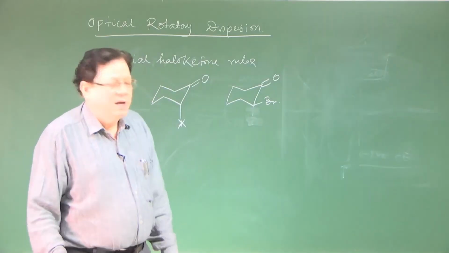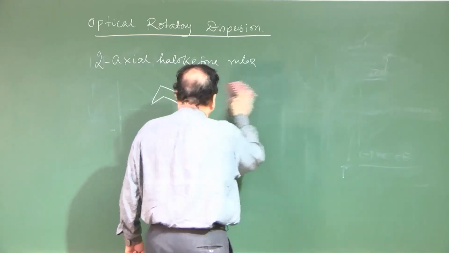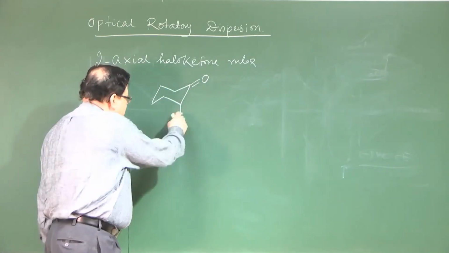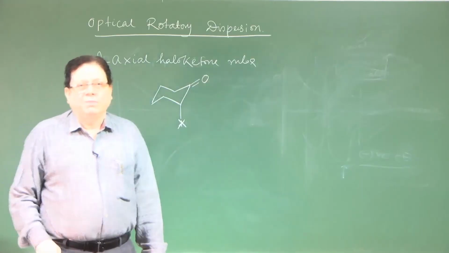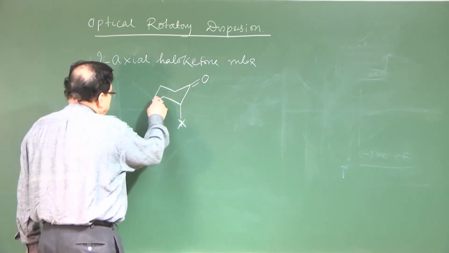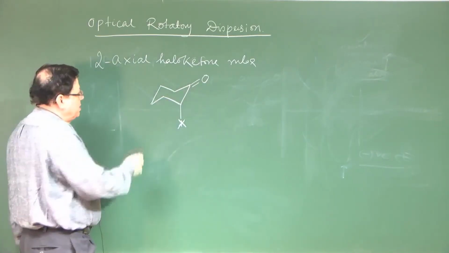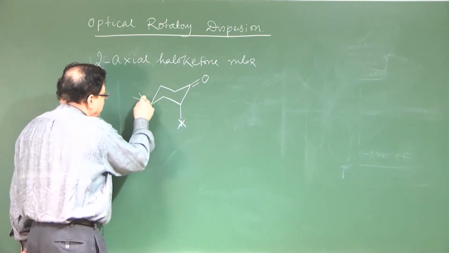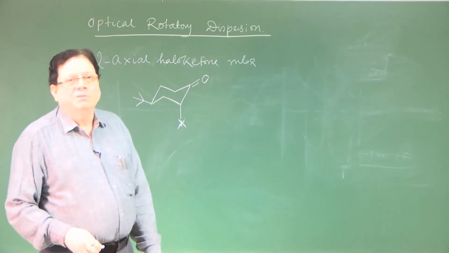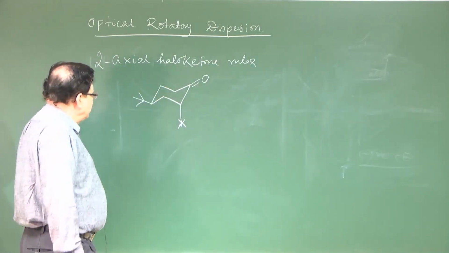So, basically by spectroscopic means, if you do halogenation, you can check whether the halogen is occupying axial or equatorial orientation. Now, this rule, the axial haloketone rule, is applicable to systems where the halogen is occupying an axial orientation, number one. Then, if you want to stop the mobility, that means the flexibility of the molecule, you have to lock the conformation by putting a bulky group like tert-butyl.